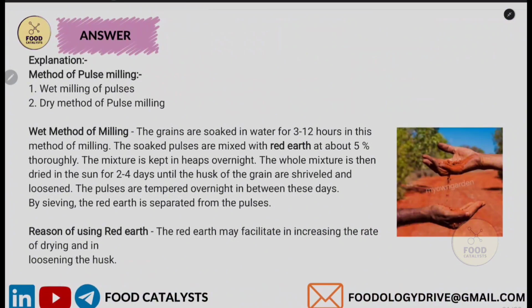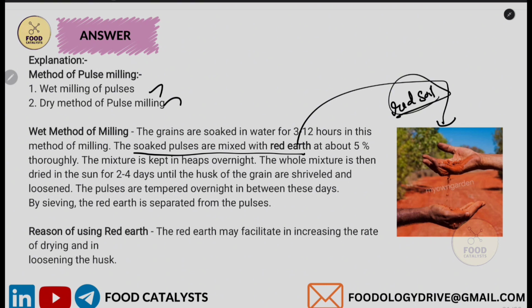So in that wet milling, there is a concept called soaked pulses mixed with the dry earth. Dry earth is nothing but the red soil which we see usually. It's just a clay red soil. Okay, they will add some water into the red soil and they will mix it with the soaked grains. For 3 to 12 hours they will soak the grains, then they will mix it with 5% of the red soil or red earth, whatever it is. Then they will keep it overnight and let it sun dry for 2 to 4 days.